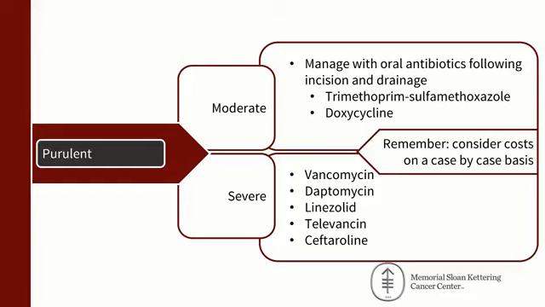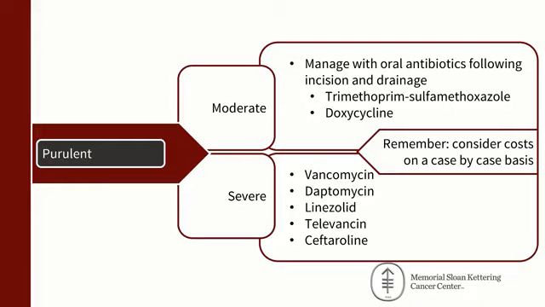Patients with moderate disease may be managed with oral antibiotics following I&D. Options for empiric coverage include trimethoprim sulfamethoxazole and doxycycline. These choices can be modified to match culture and sensitivity data from the I&D specimen. Empiric options for severe infections include the parenteral agents vancomycin, daptomycin, linezolid, telavancin, and ceftaroline, among others. These options can be de-escalated to appropriate parenteral MSSA coverage if culture results allow.